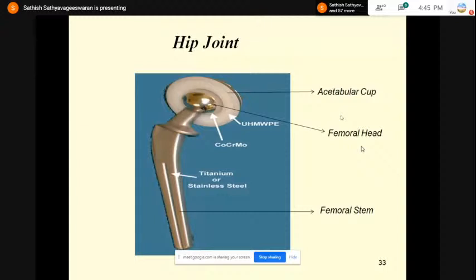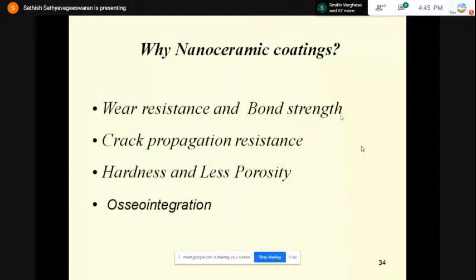So in our research work, we have preferred titanium 13 niobium 13 zirconium alloy because the modulus is somewhat close to that of the bone, and moreover, the presence of niobium and zirconium will enhance the corrosion resistance of this particular material.